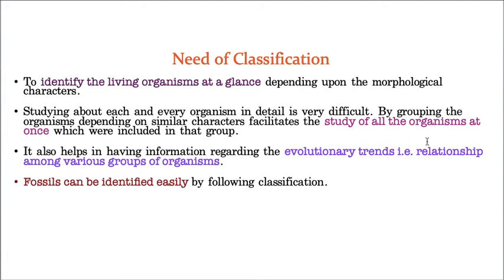Two or three minutes back, I explained the meaning of the evolutionary trend, how so many organisms evolved, how fishes evolved into apes, how apes formed into reptiles, and how these reptiles formed into birds. Like that, studying the evolutionary process, that means the relationship between the organisms, is also possible only due to classification. Whereas the third, I'm sorry, the fourth important need of classification is to identify the fossils.